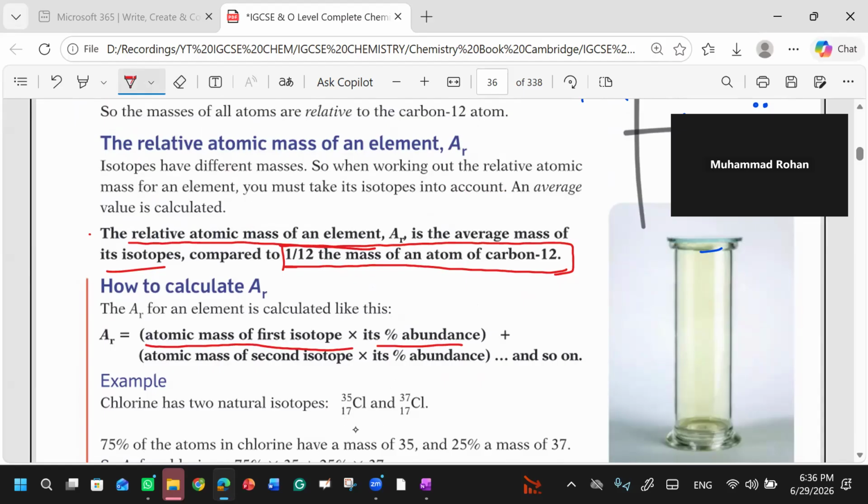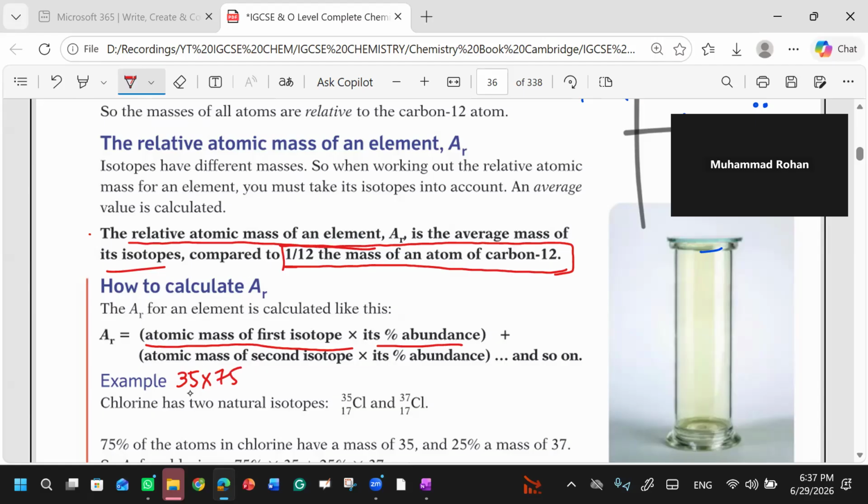Sorry, I can't hear you. The atomic mass is 35. Yeah, it is 35. Okay. Then, what is its percentage? They have told us what they have mentioned here. What is the percentage of chlorine 35 in the Earth crust? No, no, 35 is mass. What is the abundance? 75% of atoms in chlorine have.